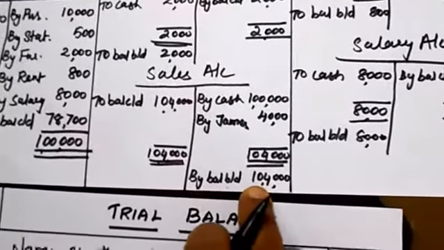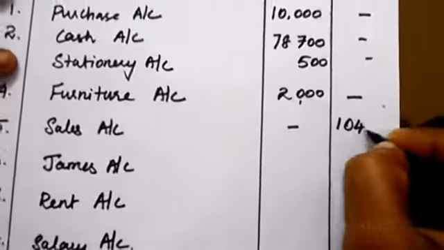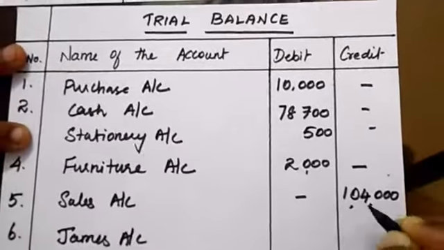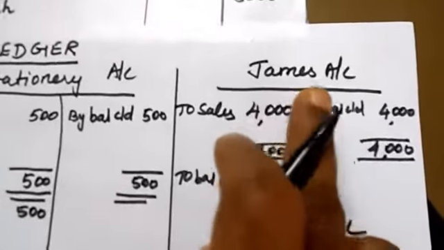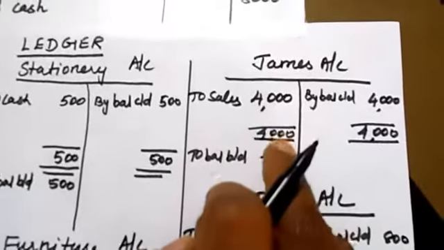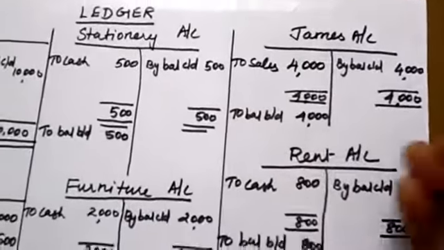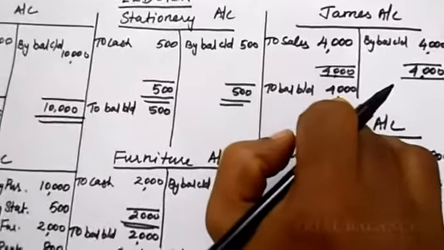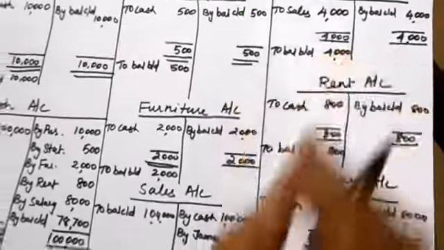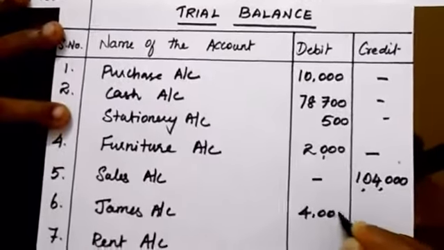You have got a credit balance of 1,04,000. So for sales, enter that amount under the credit side, 1,04,000. Then James account. James is a debtor because we have sold goods to James. We didn't receive any cash. We are going to get the amount from James. So he is a debtor. Debtor means debit side. It is an asset. James account, enter that amount under the debit side.